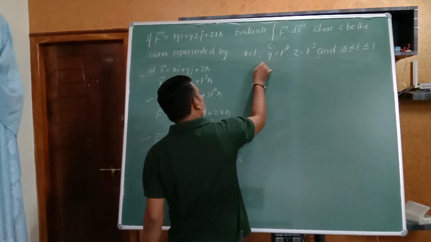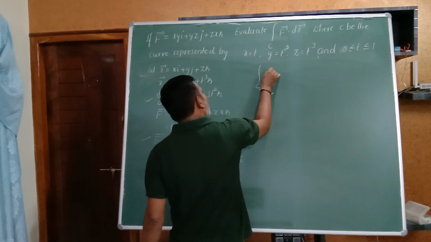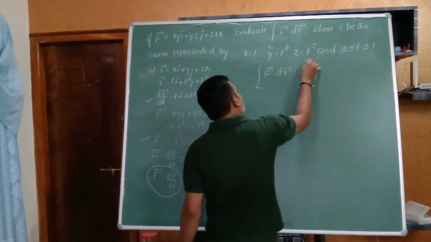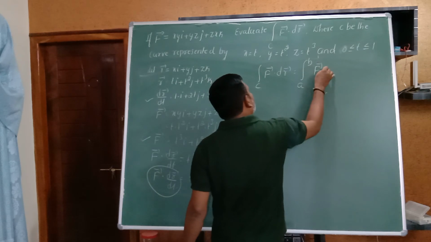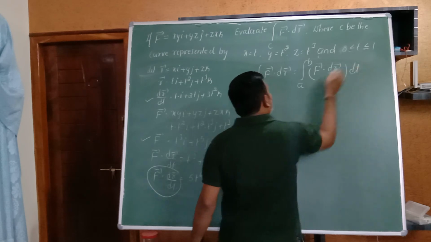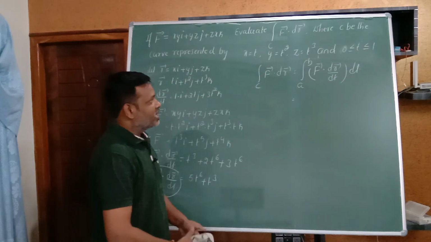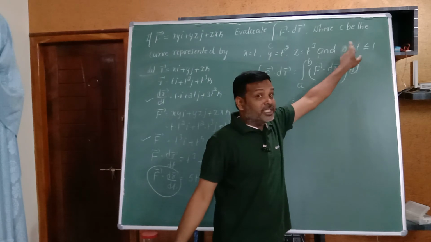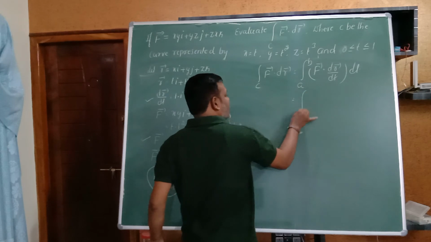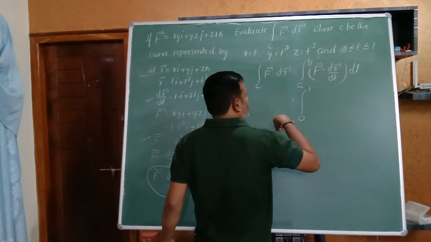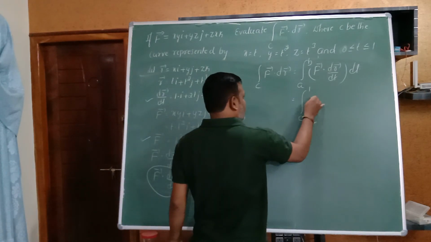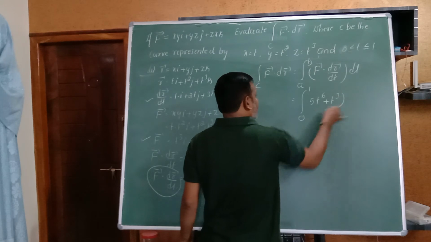So now we wish to find the integral over C of f vector dot dr. As you know, the formula is the integral from a to b of f vector dot dr by dt into dt. Now we have to search for the lower limit and upper limit. They are given that the value of t varies from 0 to 1. So 0 is the lower limit and 1 is the upper limit. So we can write the integral from 0 to 1 of f dot dr by dt, which is 5t power 6 plus t power 3 into dt.